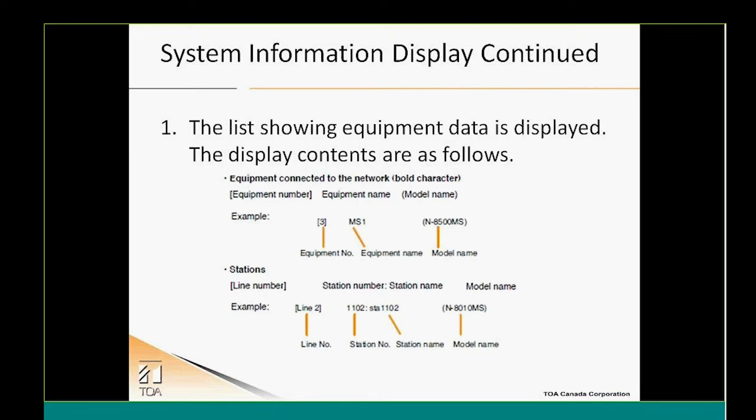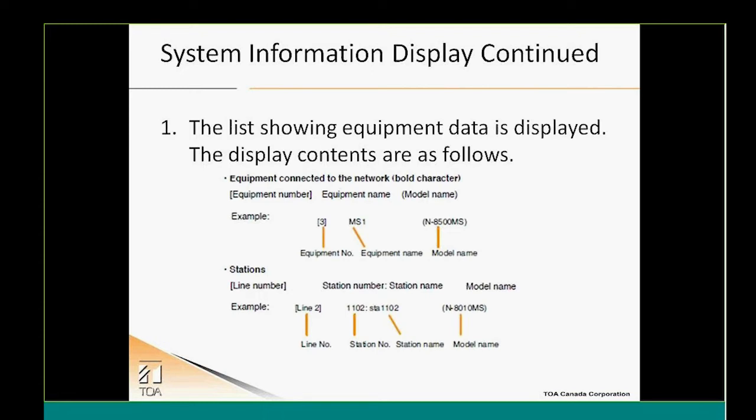The bolded character represents the equipment connected to the network, such as an exchange, a multi-interface box, an audio interface box, any of the above. It'll show the equipment number, equipment name, and model name. The equipment number refers to the number that was assigned to the equipment when you first registered it in your settings software. It'll also show the equipment name that you assigned it, as well as the model of the equipment.